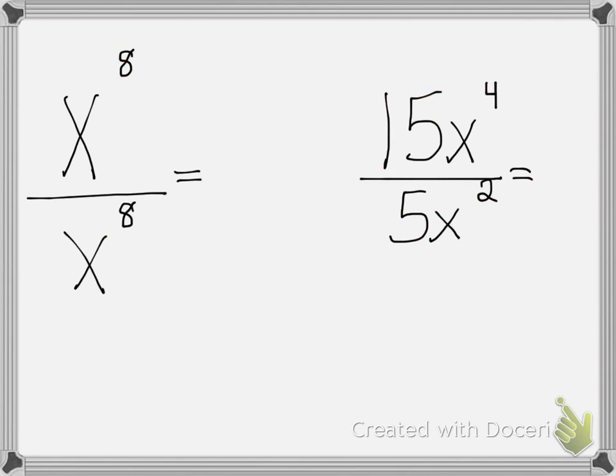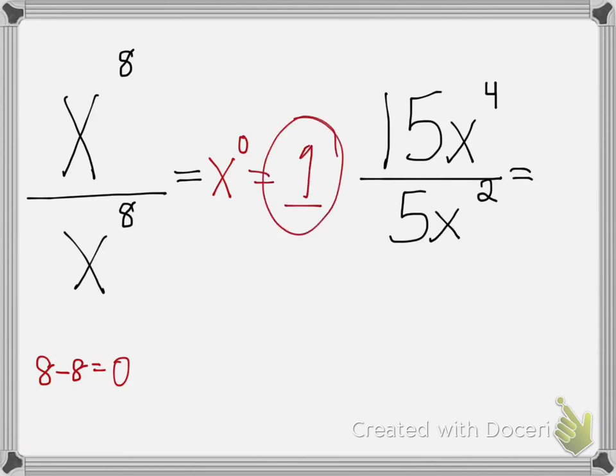All right, let's look at another example. x to the power of 8 divided by x to the power of 8. Well, we know 8 minus 8 equals what? 0. So technically, it's x to the power of 0, but you never write 0 as the exponent. Anytime you have 0 as the exponent, it's always going to equal 1. So that's why my final answer is just 1. Again, whenever you're dividing the same thing within itself, it's going to equal 1.